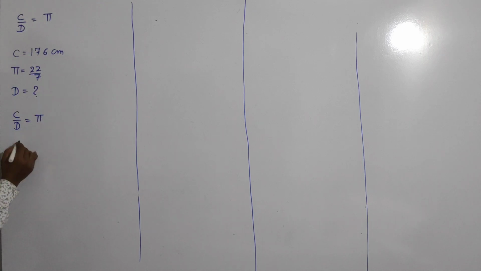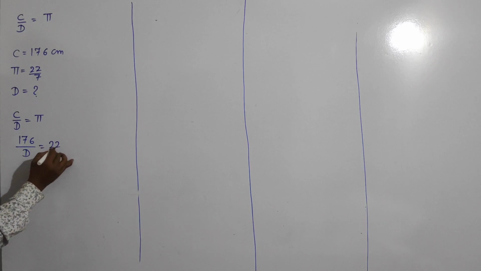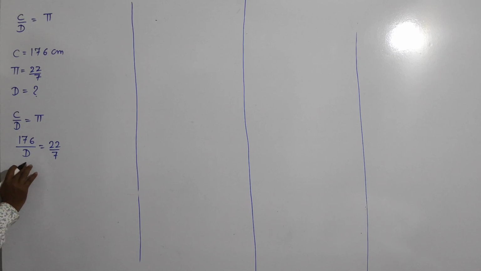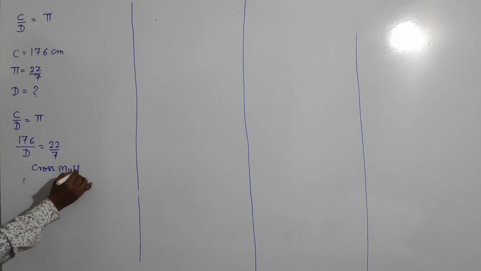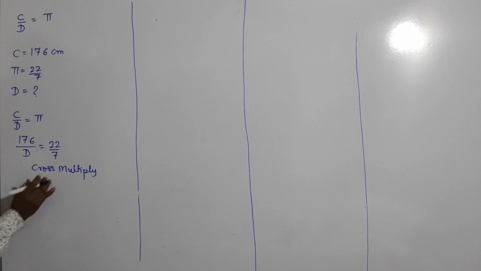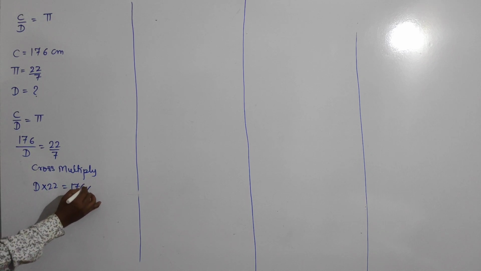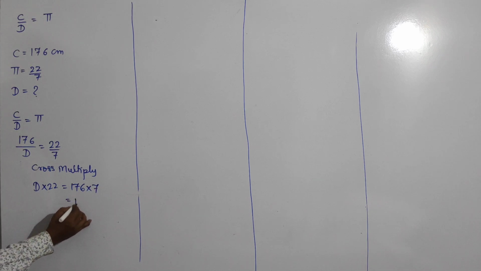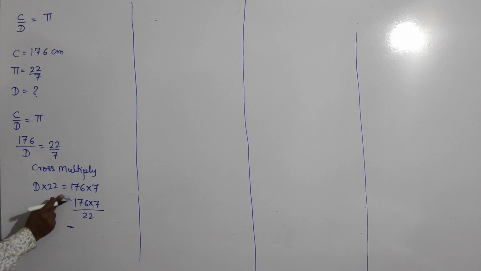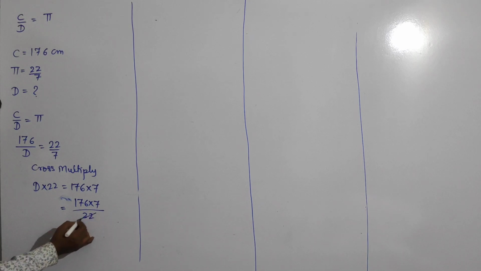What is the value of C given? 176 upon D is equal to 22 upon 7. So what you will do? Cross multiply. क्या करेंगे हम लोग? You will do cross multiply. D into 22 is equal to 176 multiplied by 7. So D is 176 multiplied by 7 upon 22. What is the value of this? It will go in the table of 11. 2, how many times? 2 times.